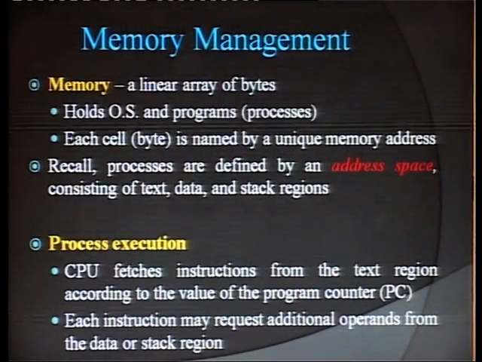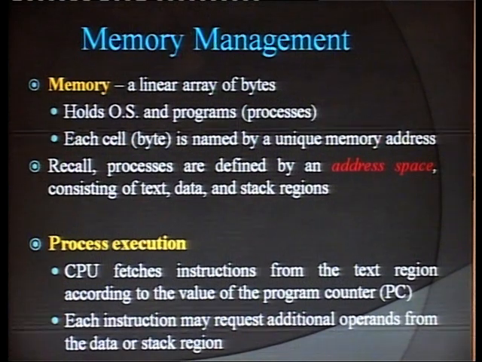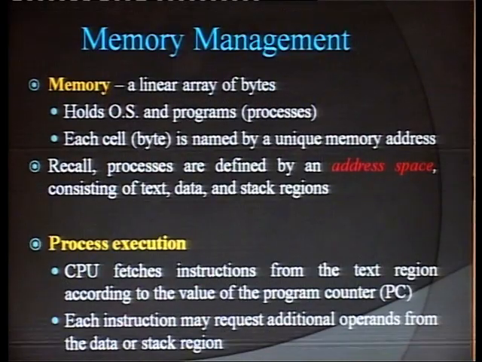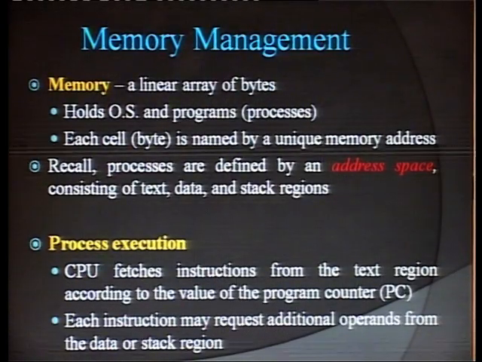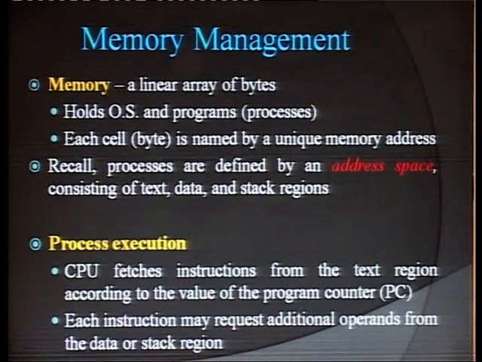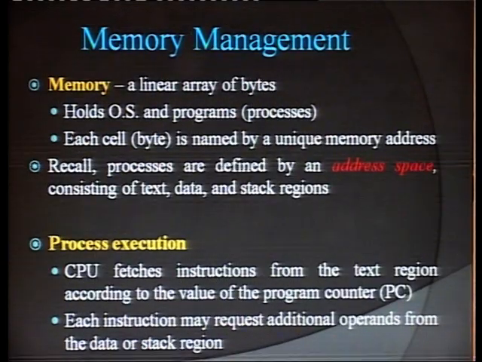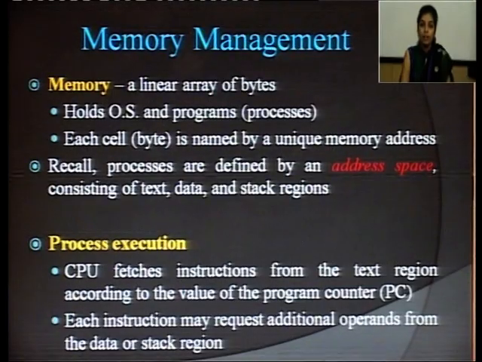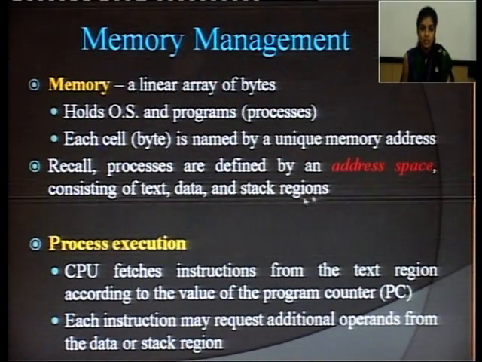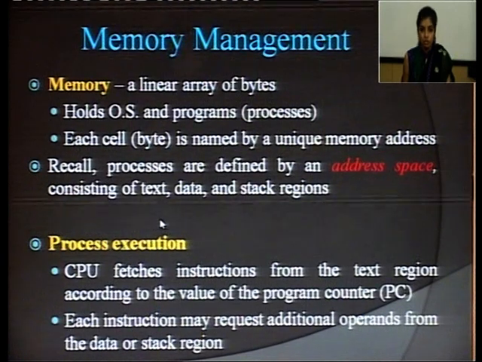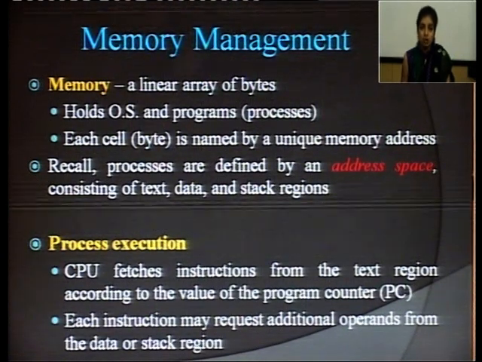So now, what is memory management? What is memory? First of all, memory. Memory management consists of two words. One is memory and second is management. Okay. So now what is memory? Memory is a linear array of bytes, which holds the operating system, programs and a number of processes. Each cell is named by a unique memory address. That means every cell has its own unique memory address. Processes are defined by an address space consisting of text, data and stack regions. Okay, so memory consists of a number of bytes.